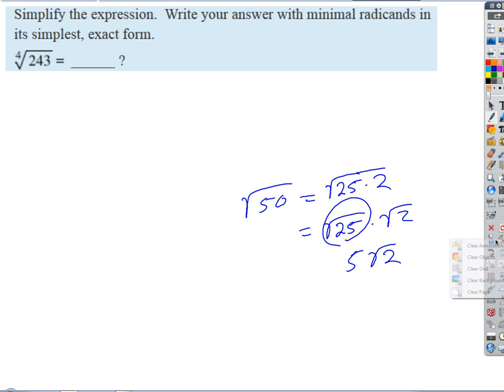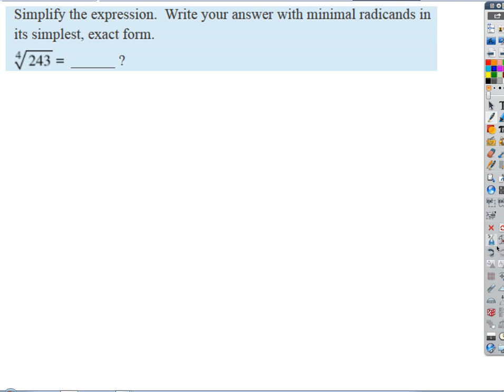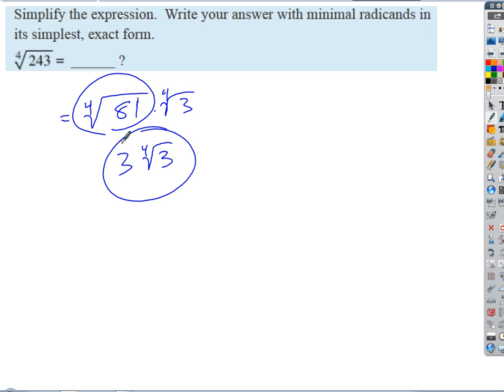All right, so same strategy here, only this time instead of perfect square, we're looking for the biggest perfect fourth factor of 243, which is 81, it turns out. So we could rewrite this as the fourth root of 81 times the fourth root of 3, and the fourth root of 81 is 3. So we just get 3 times the fourth root of 3. Okay, no big deal.